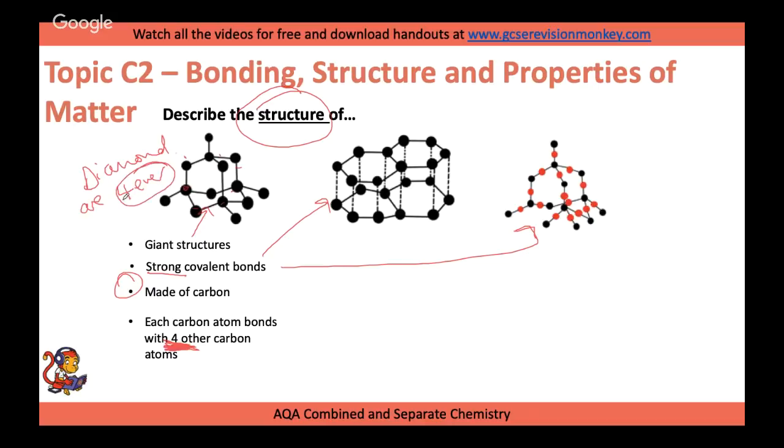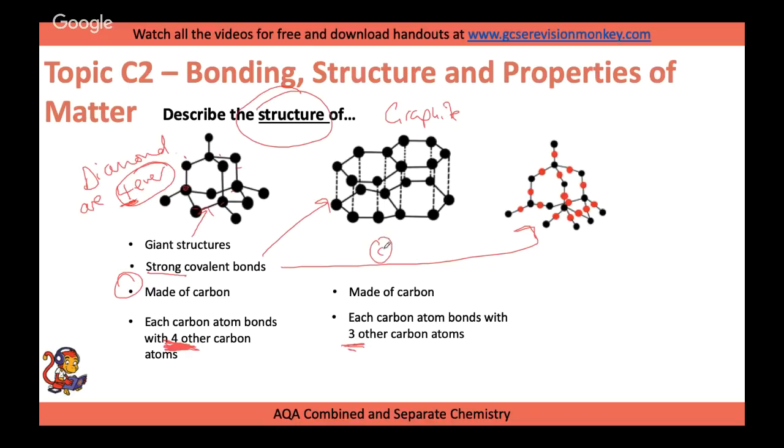Just made that one up. There you go. Diamonds are forever. They make 4 bonds with each carbon. The graphite here is also made out of carbon, but this time each carbon atom bonds with 3 others.